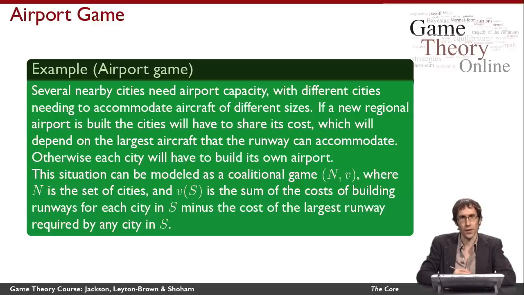So we'll model this as a coalitional game as follows. N is, of course, the set of cities, and the value of each coalition is basically the amount of work that was avoided as compared to having all of the airports built individually for each city. So more specifically, the value of a coalition is the sum of the cost of building runways for every city in S minus the cost of the biggest runway, which is the one that actually has to be built for the regional airport.